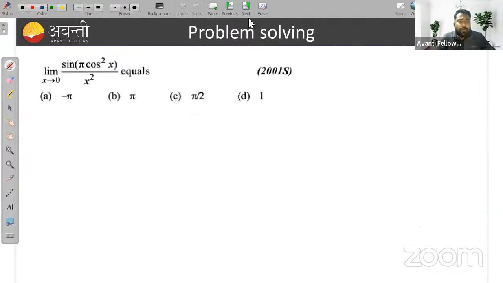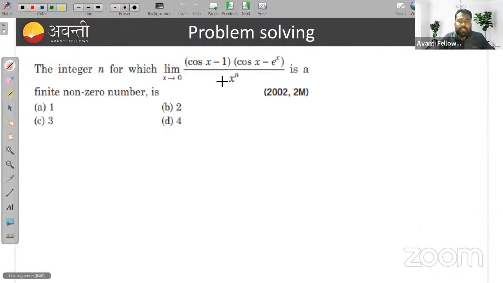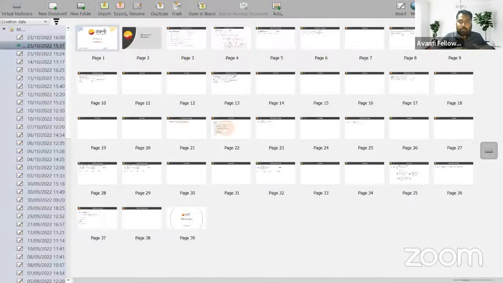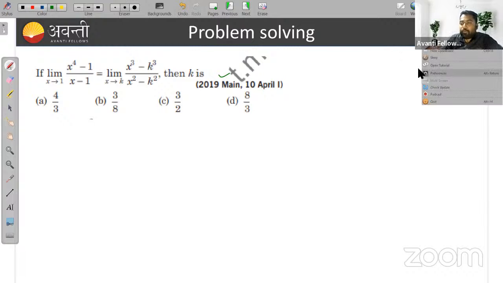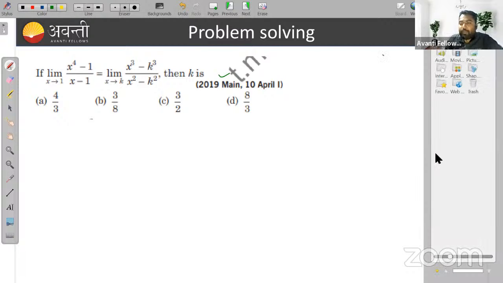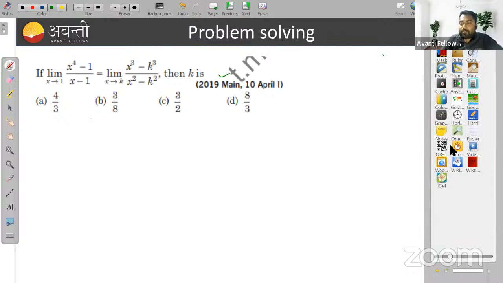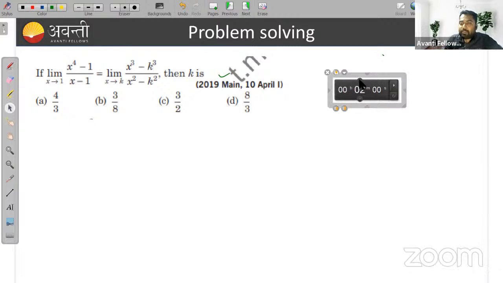Okay, so for this question, this is your second question. Yes, this is your second question. And this question came in 2019 JEE Mains. 2019 JEE Mains question. So I am giving you 2 minutes for this question. Try these questions and try to get the answer within 2 minutes. And your time starts now. You can start now.